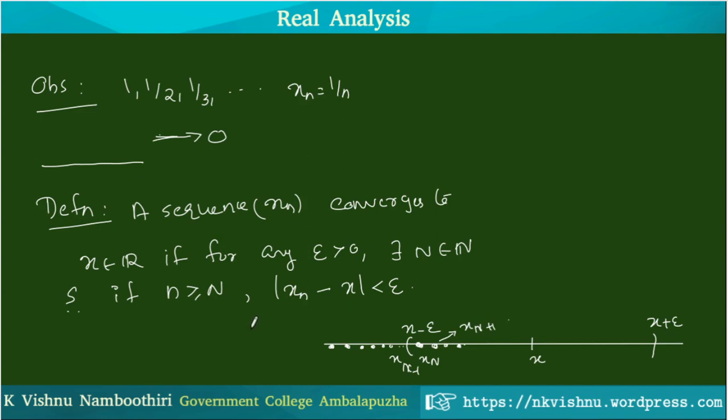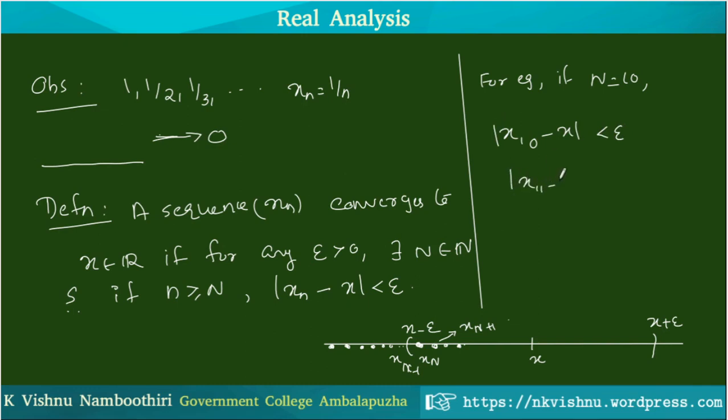That means that if capital N, suppose that it is 10, then x11 onwards. So for example, if N equal to 10, then |x10 minus x| less than epsilon, |x11 minus x| less than epsilon, etc. Going on like that, |x20 minus x| less than epsilon. So if we have N equal to 10 here, then all these inequalities must be satisfied. That means that all the terms from the 10th term onwards will be at a distance of less than epsilon from x, or they are close to x by a maximum distance of epsilon. That is what is meant by saying that the sequence xn converges.